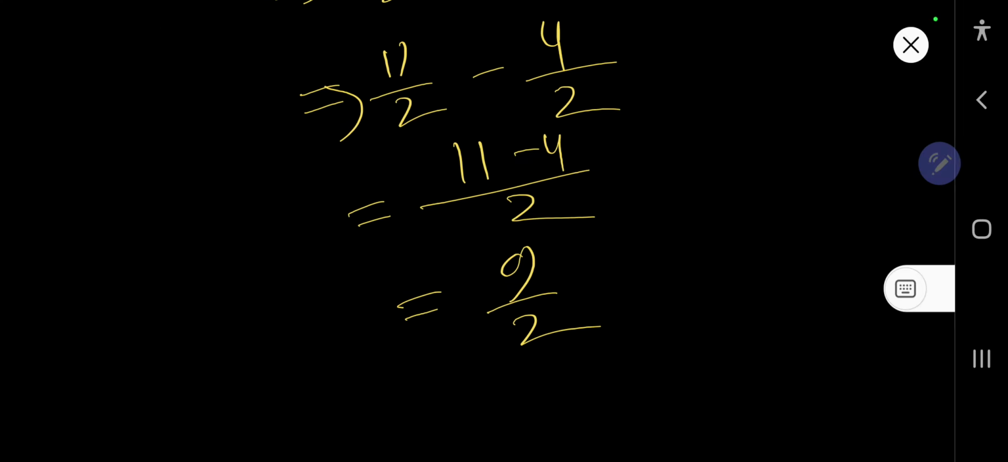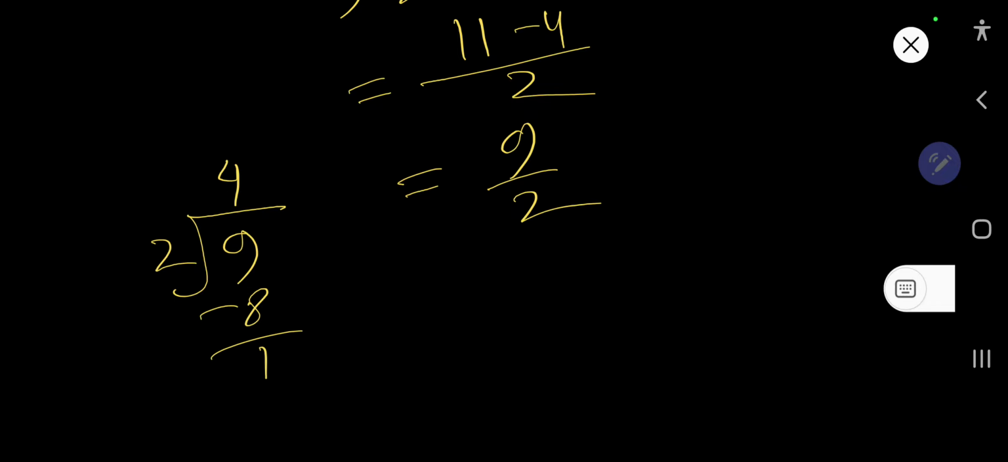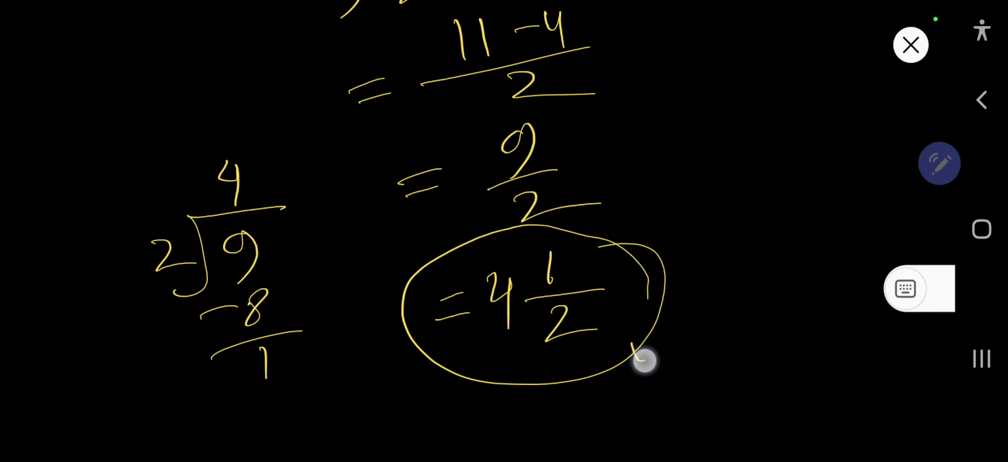This is an improper fraction, so you need to express this improper fraction as a mixed number. 2 goes into 8. How many times? 4 times. 4 times 2 is 8, remainder 1. So our quotient will be 4. Then 1 will be our numerator and 2 will be our denominator. This is the answer.